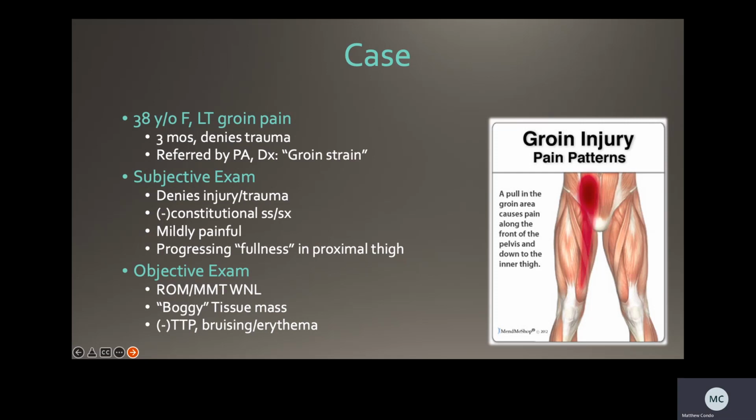So we do an objective exam. Range of motion, manual muscle test look fine. Palpate a little bit, we just kind of feel this kind of boggy, kind of liquidy mass in the anterior thigh. Trigger points were fine, but we do see he's got some redness and bruising around that area.